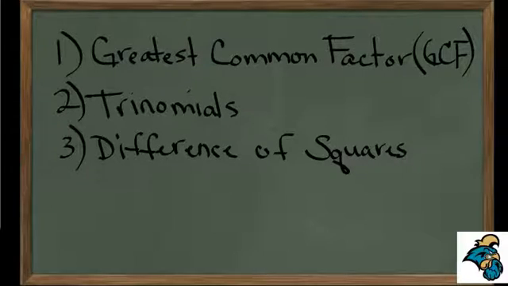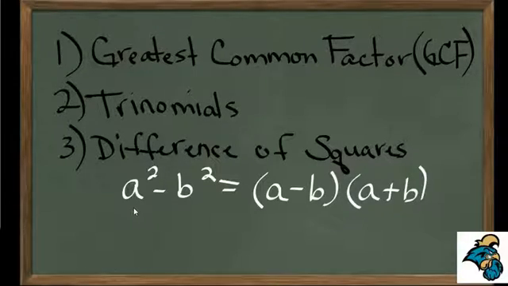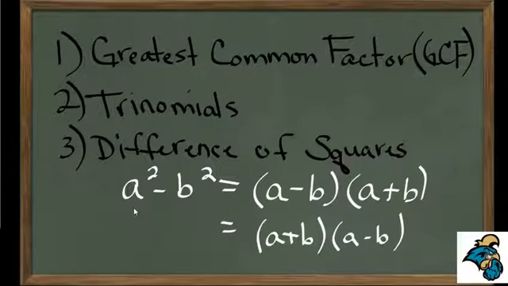The formula for a difference of squares, and we'll go into detail of where this comes from later, starts off as a squared minus b squared. So we literally have a difference of 2 squares, 2 quantities being squared. That's always going to factor to the first quantity minus the second quantity times the first quantity plus the second quantity. And it can be written in the opposite order, so you could have a plus b times a minus b as well. And we'll go over that when we get to a difference of squares example.